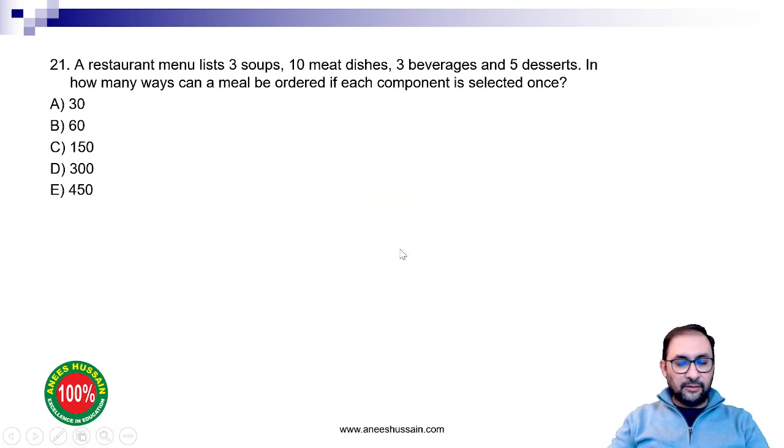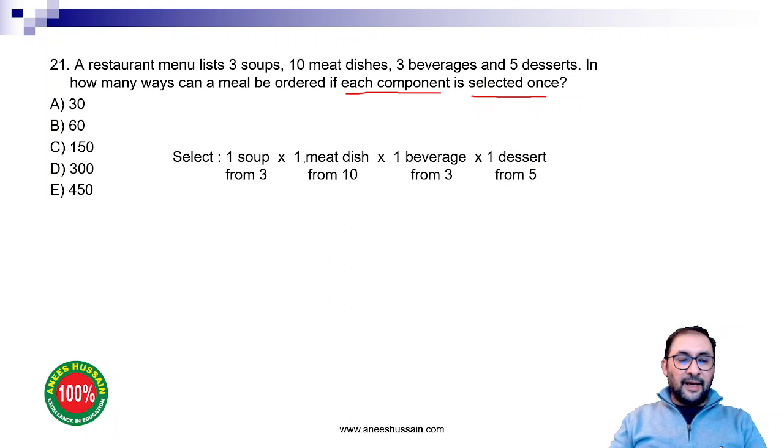Question number 21. A restaurant menu lists 3 soups, 10 meat dishes, 3 beverages, and 5 desserts. In how many ways can a meal be ordered if each component is selected once? So you're going to select 1 soup, 1 meat dish, 1 beverage, and 1 dessert. And we have 3 options for the soup, 10 for the meat dishes, 3 for the beverages, and 5 for the desserts. But since we're only selecting them, we're not really arranging them.